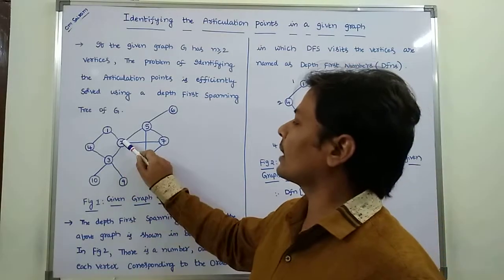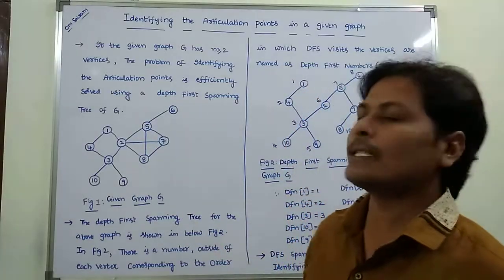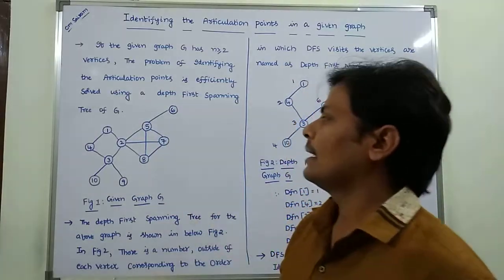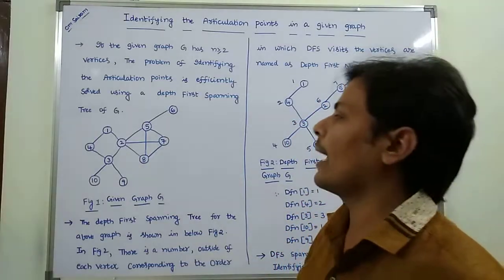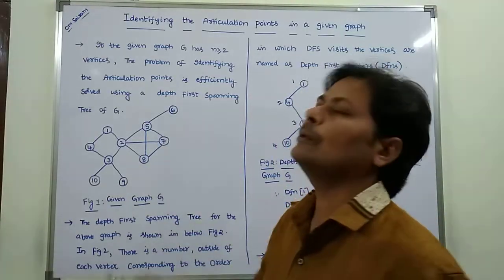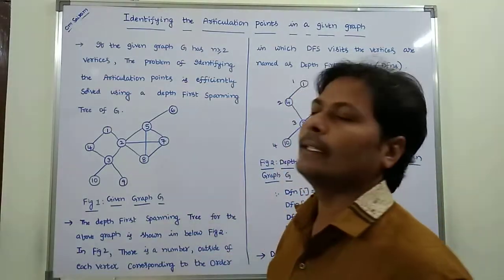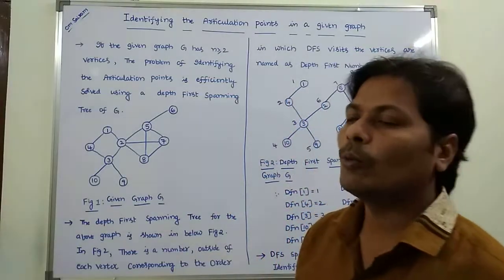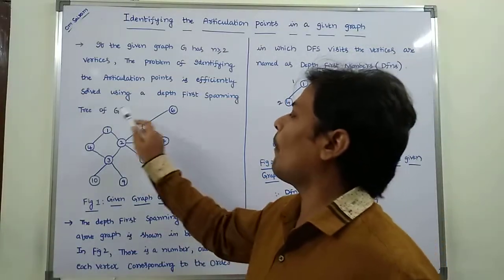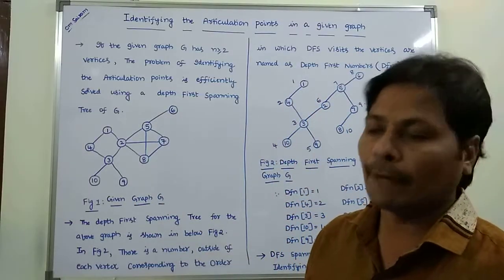Next, go to vertex 2, then vertex 5, then vertex 6. Here there are no children for vertex 6, so again we backtrack to vertex 5. Next go to vertex 7, then vertex 8. Now we have visited all the vertices of the given graph exactly once.